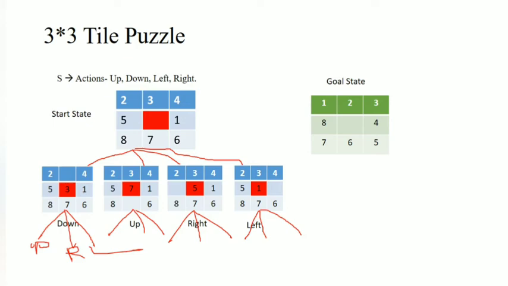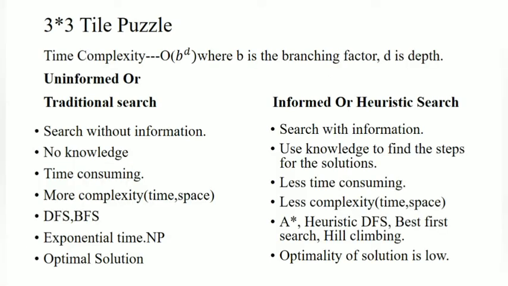And that searching would be of two types, uninformed search and informed search. Okay? So this is a 3x3 tile puzzle. The time complexity, as I said, is in the order of b raised to d, where b is the branching factor and d is the depth. Accordingly, we can see the two types of search: uninformed search, which is also known as traditional search, brute force search, or blind search.